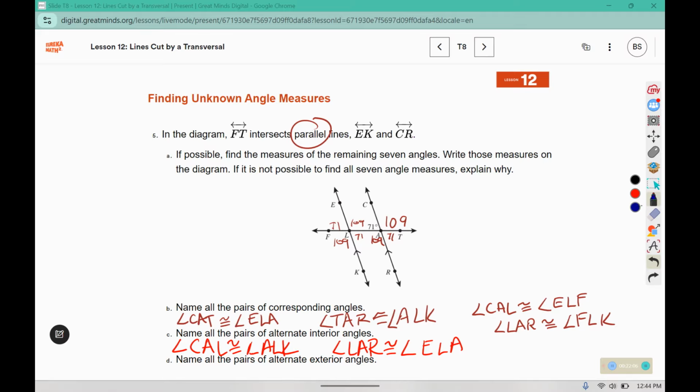For alternate exterior, these are outside, so here, and then these as well. So we have angle CAT is an alternate exterior with FLK. Then we have angle TAR is an alternate exterior with ELF.